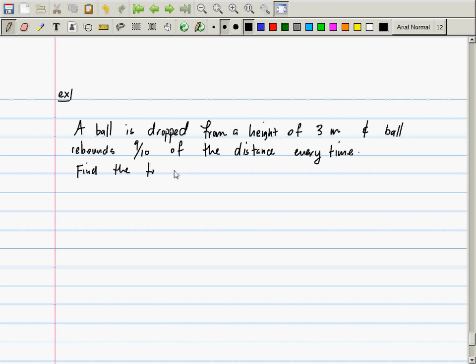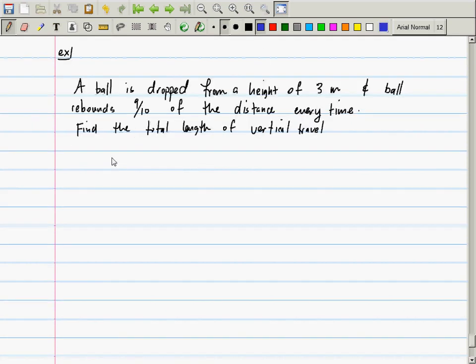the total length of vertical travel. Okay, so for those of you that are wondering what kind of picture I'm talking about, there's some kind of ball. Strictly speaking, according to the story, it would probably be dropping straight down, but I'm going to draw it as if it's moving to the right a little bit, because that just makes the picture easier to look at.